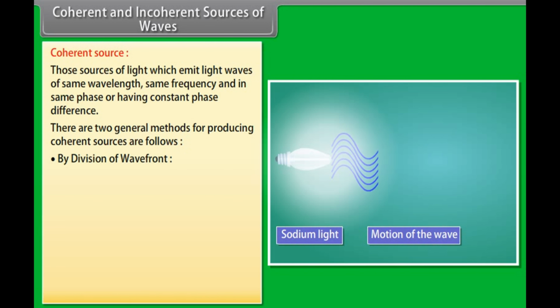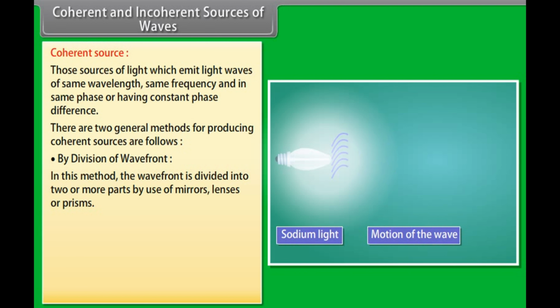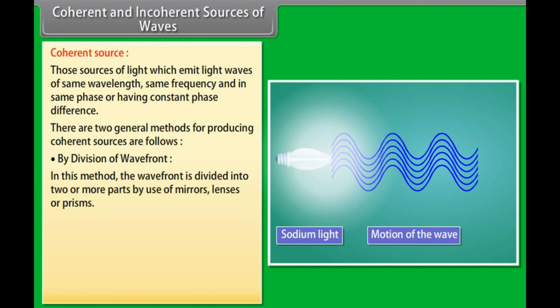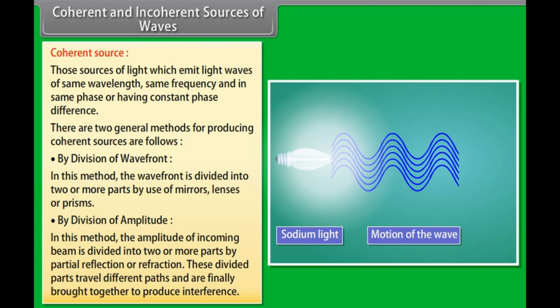By division of wavefront. In this method, the wavefront is divided into two or more parts by use of mirrors, lenses, or prisms. By division of amplitude. In this method, the amplitude of the incoming beam is divided into two or more parts by partial reflection or refraction. These divided parts travel different paths and are finally brought together to produce interference.